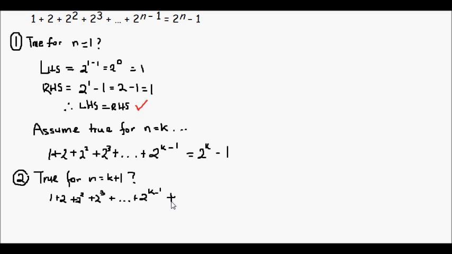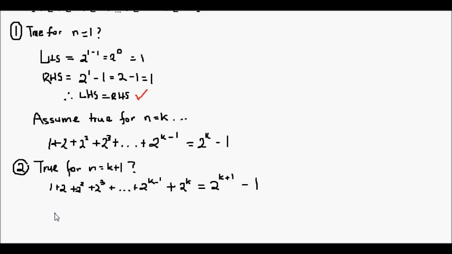And the k plus 1 term is simply 2 to the power of k. On the right hand side, the k plus 1 term is going to be 2 to the power of k plus 1 minus 1. So the left hand side of this equation equals 1 plus 2 plus 2 to the 2 plus 2 to the 3 plus dot dot dot plus 2 to the k minus 1 plus 2 to the power of k.